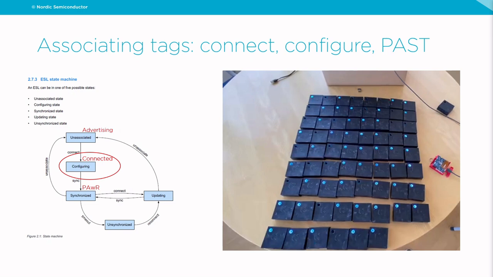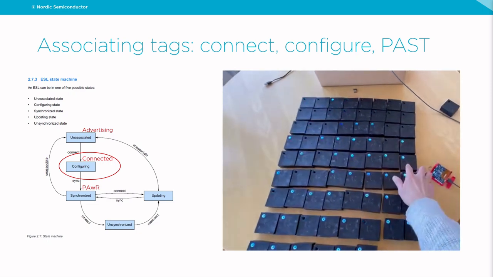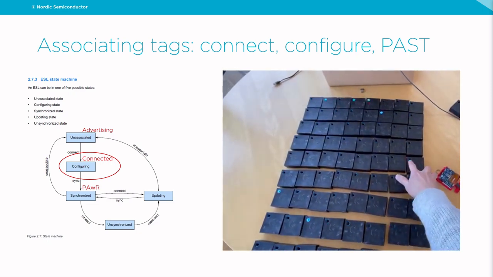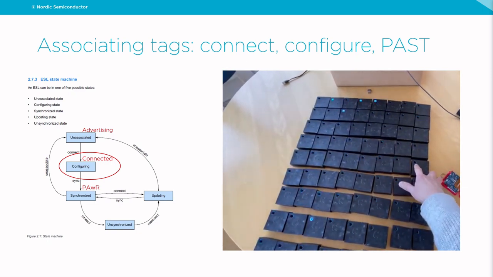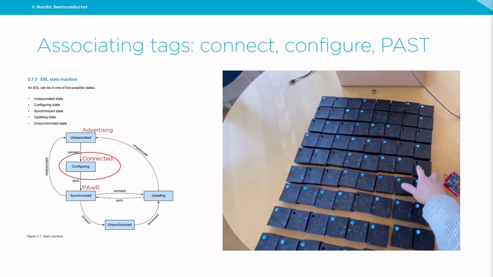What happens next is that the access point, which is the device on the video on the right side, which is red, will start the association procedure. In this procedure, the access point will associate automatically each tag one by one. The access point connects to a tag, the LED is stable, indicating a connection. The access point configures the device and synchronizes it. After the synchronization, the device will start blinking slowly.